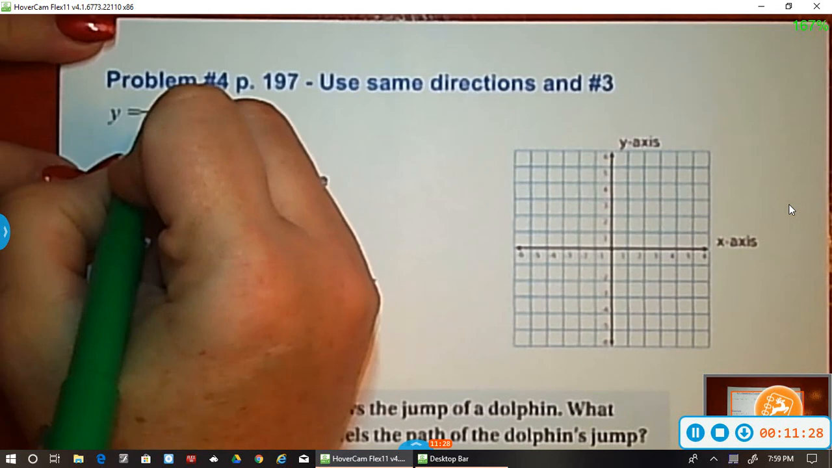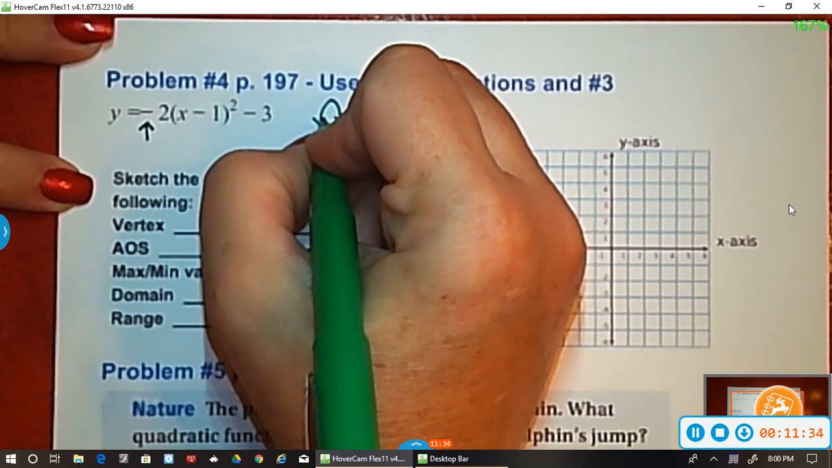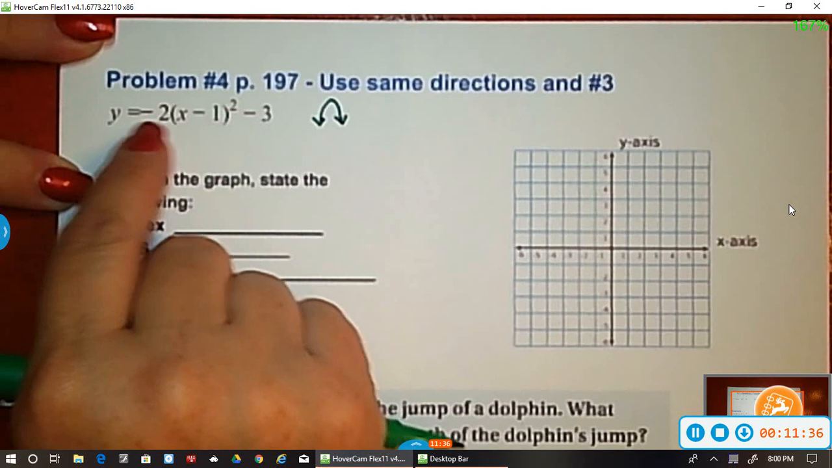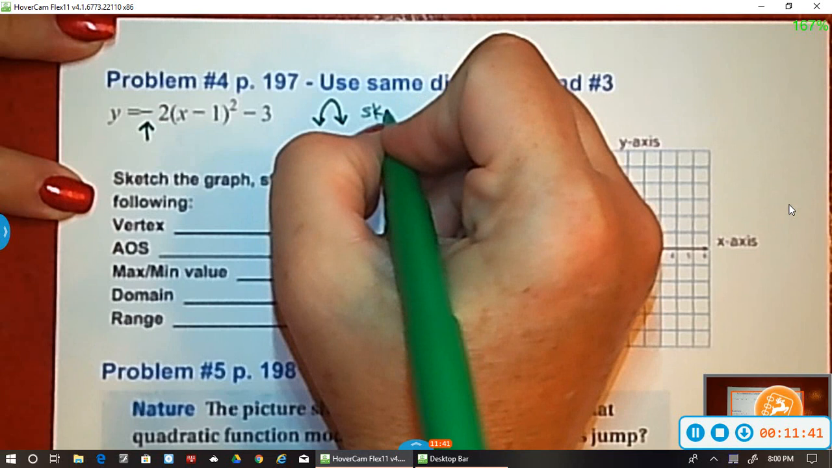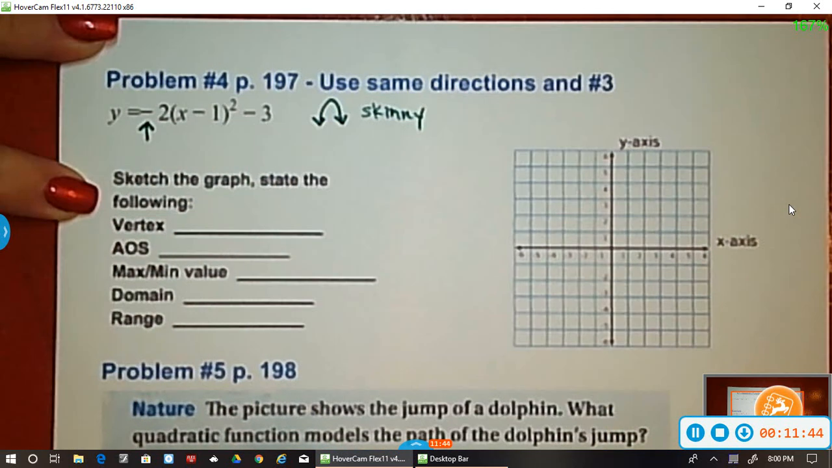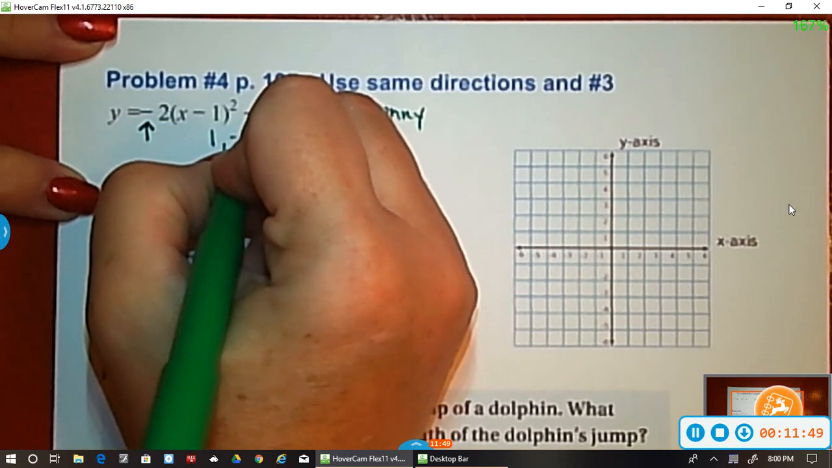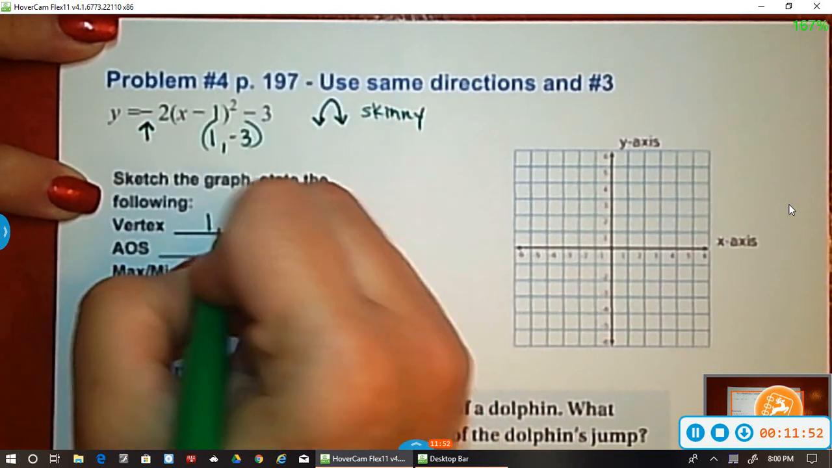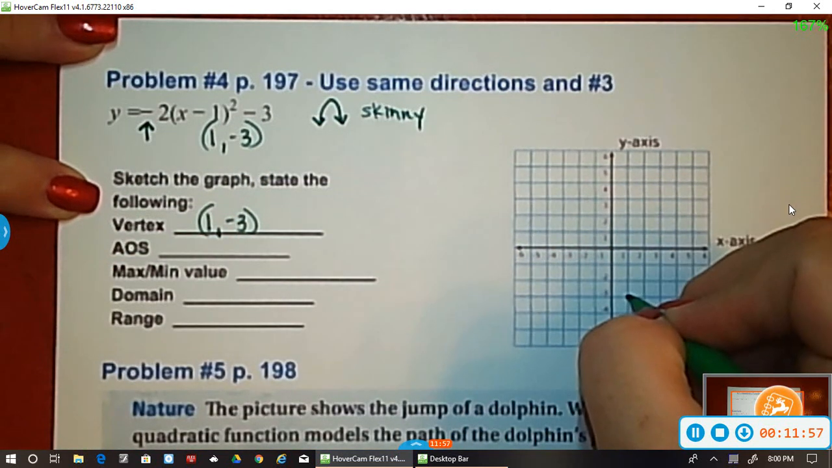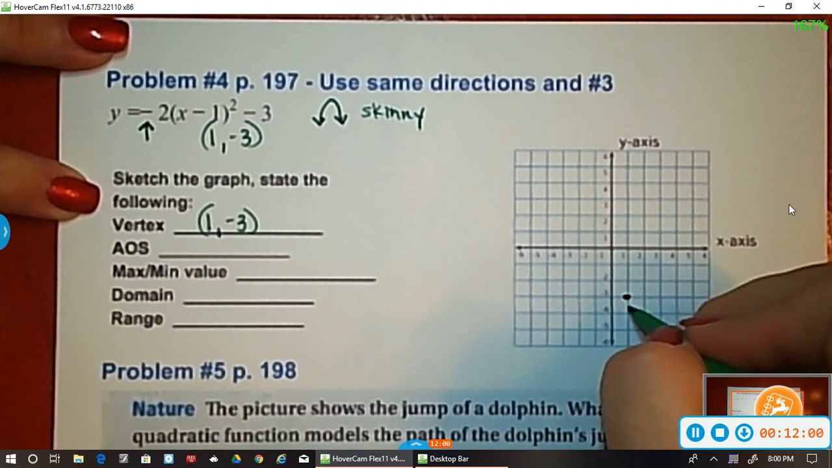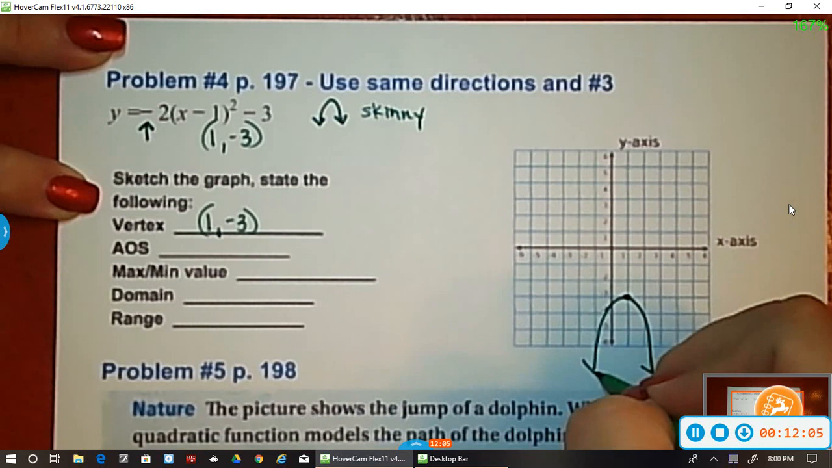So now, because this is negative, I know it's going to open upside down. Then, if I take the absolute value of negative 2, I get 2, which is bigger than 1, so it's again going to be kind of skinny. So for my vertex, I take the opposite and the same. So my vertex is 1, negative 3. Opening down and kind of skinny. Looks a little bit like this.